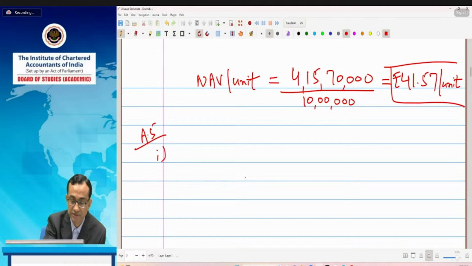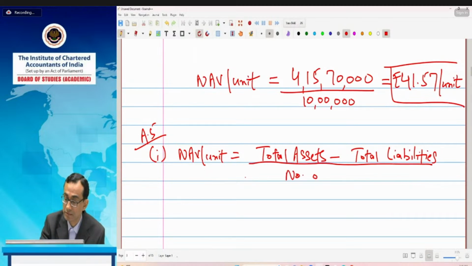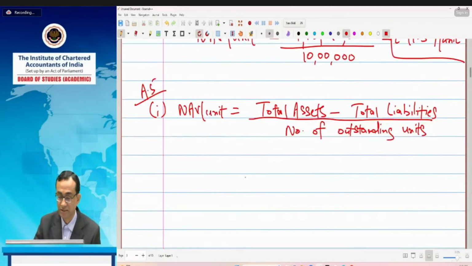Number 5, this first portion, NAV per unit. We know how it is calculated. It will be total assets minus total liabilities upon number of outstanding units.